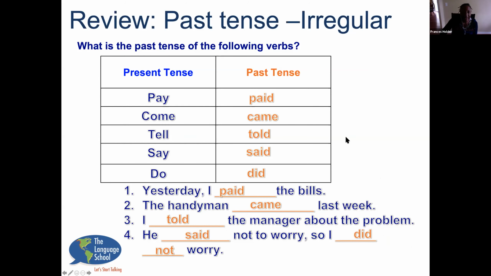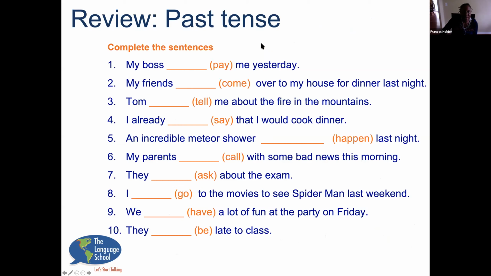All right. Let's do the same thing with these sentences. The verb that you need is going to be in parentheses. So just try to put it in the past tense. Number 1, my boss paid me yesterday. Excellent. Number 2, my friends came over to my house for dinner last night. Excellent. Number 3, Tom told me about the fire in the mountains.